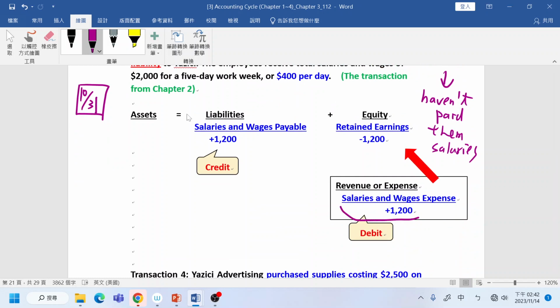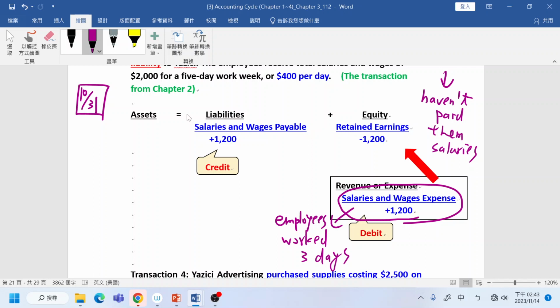Salaries and wages expenses $1,200 for 3 days because 1 day is $400. $400 per day. So 3 days $1,200. So here I told you employees work 3 days. Okay, so that's why your expenses incurred.